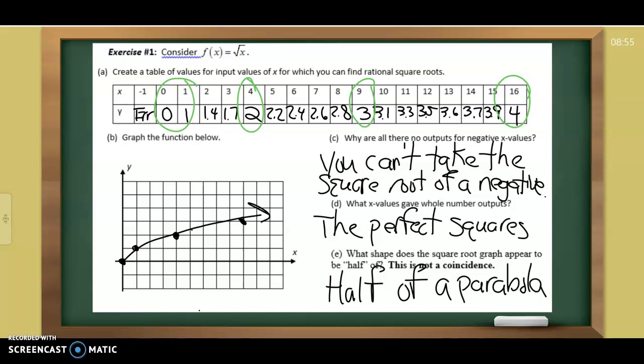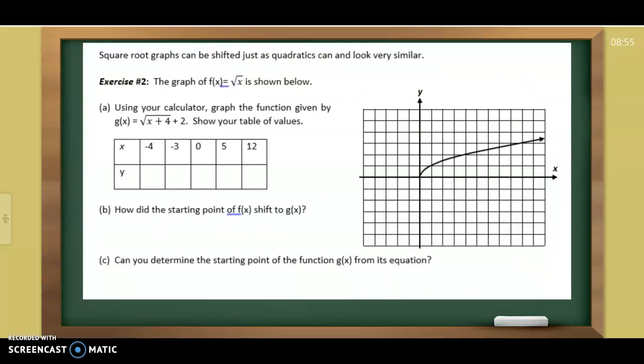We found that we can take the square roots. Obviously, there's only some numbers that we really want to focus on. Those are the ones that gave us whole numbers. We can't do the square root of a negative. We can only graph the square roots that are perfect squares. And we made half of a parabola when we graphed it. It also was on its side. So let's take a look at what we got next, because there's only 3 of these today.